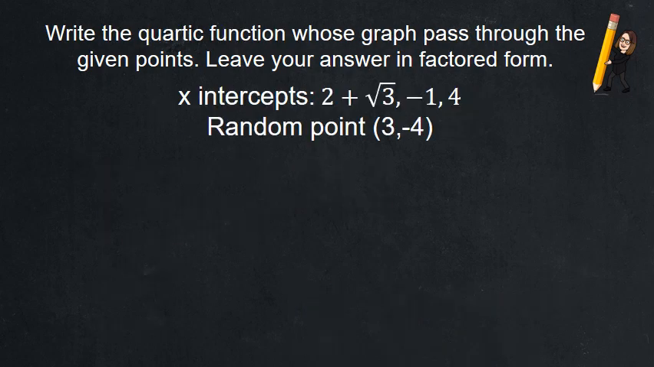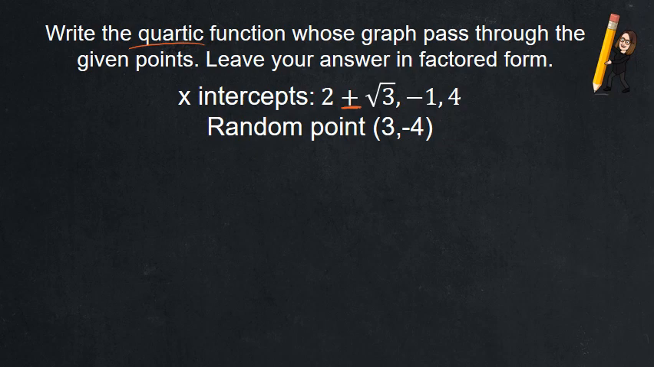All right, let's take a look at a more complex example. In this particular example, we're looking for a quartic function. We're given the intercepts of 2 plus radical 3, -1, 4. Now, if I take a look, that's only 3 solutions because I have to account for the negative here as well. If it's not given to you, you need to assume you have the positive and negative value.